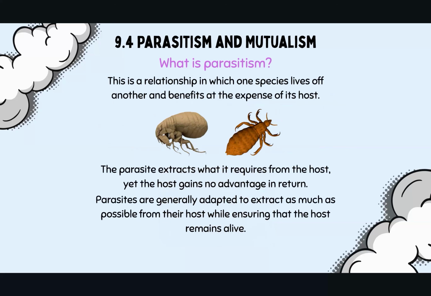Now, mutualism is where both species take benefit, but parasitism is where only one takes benefit. So one lifts off the other, it benefits at the expense of the host. The parasite extracts what it requires from the host, yet the host gains no advantage in return, and in some cases it can lead to illness. So parasites are generally adapted to extract as much as possible from their host while ensuring that the host remains alive.